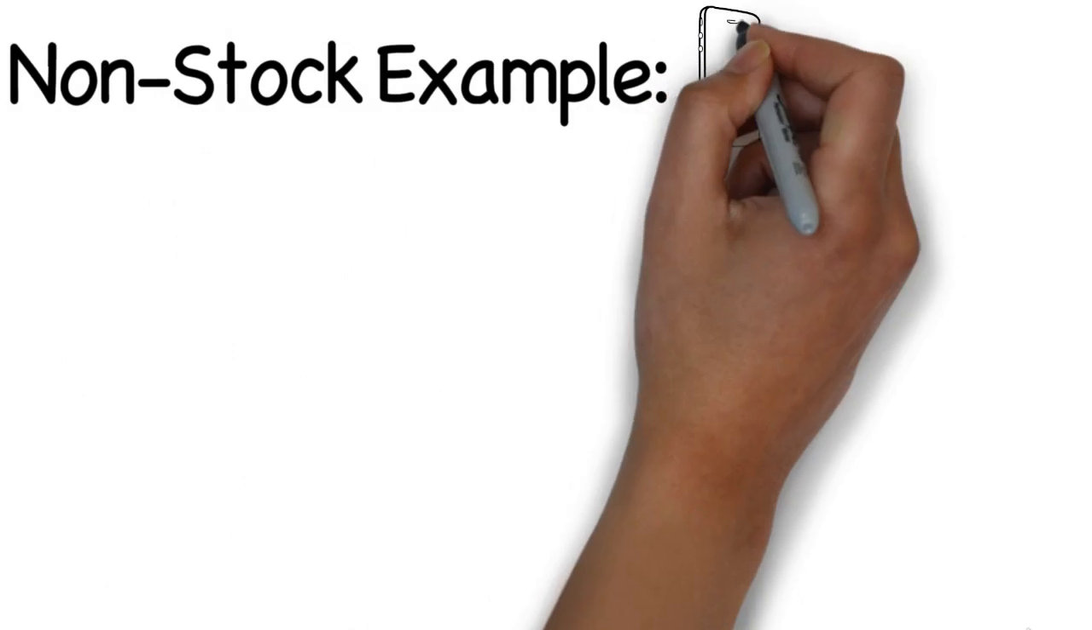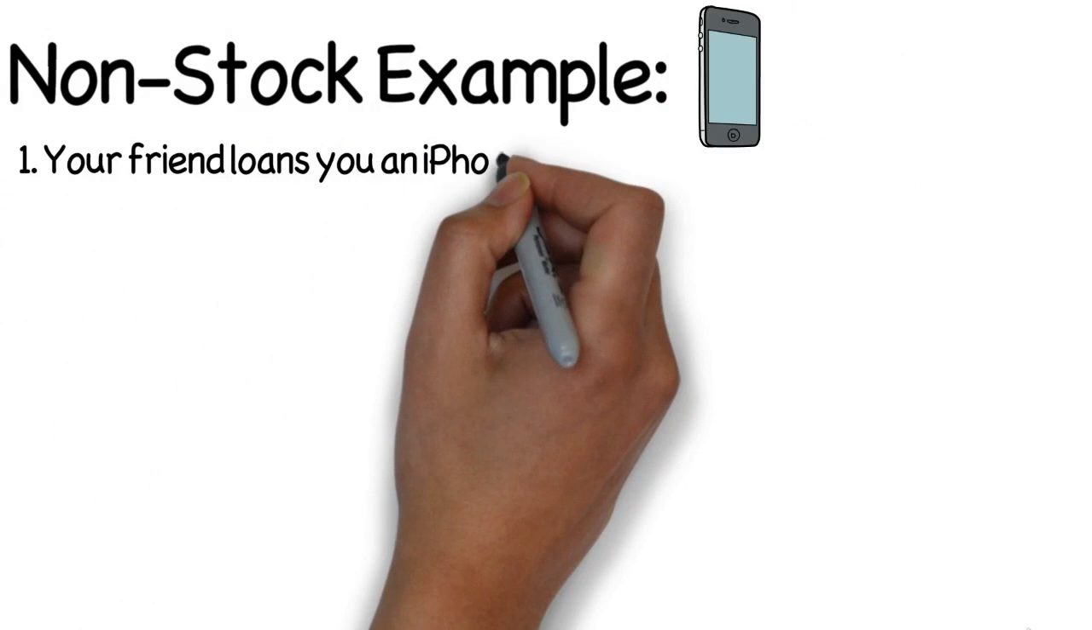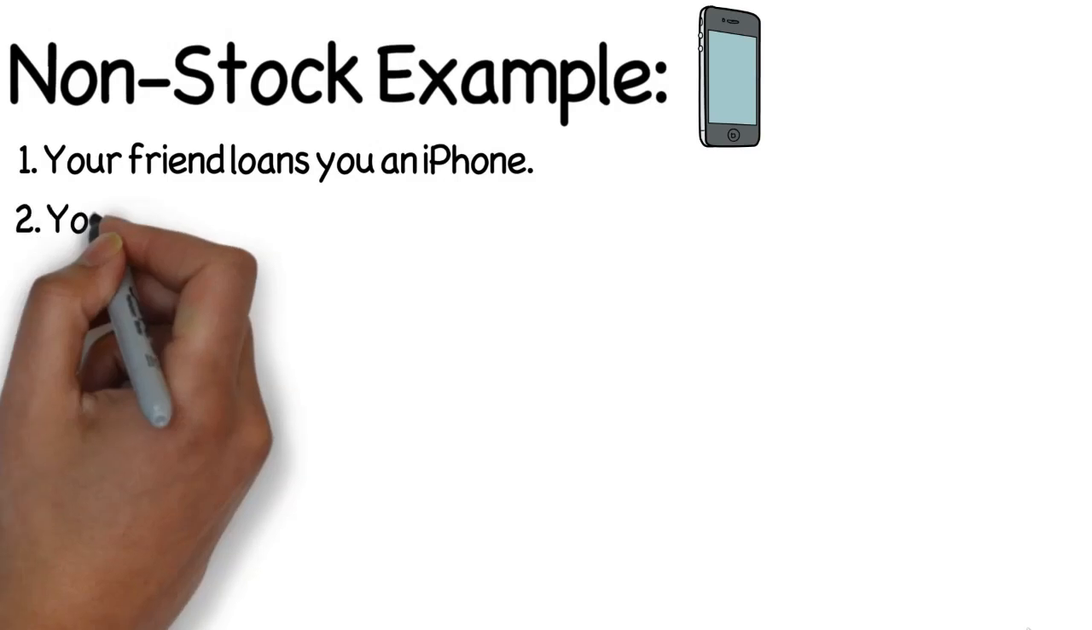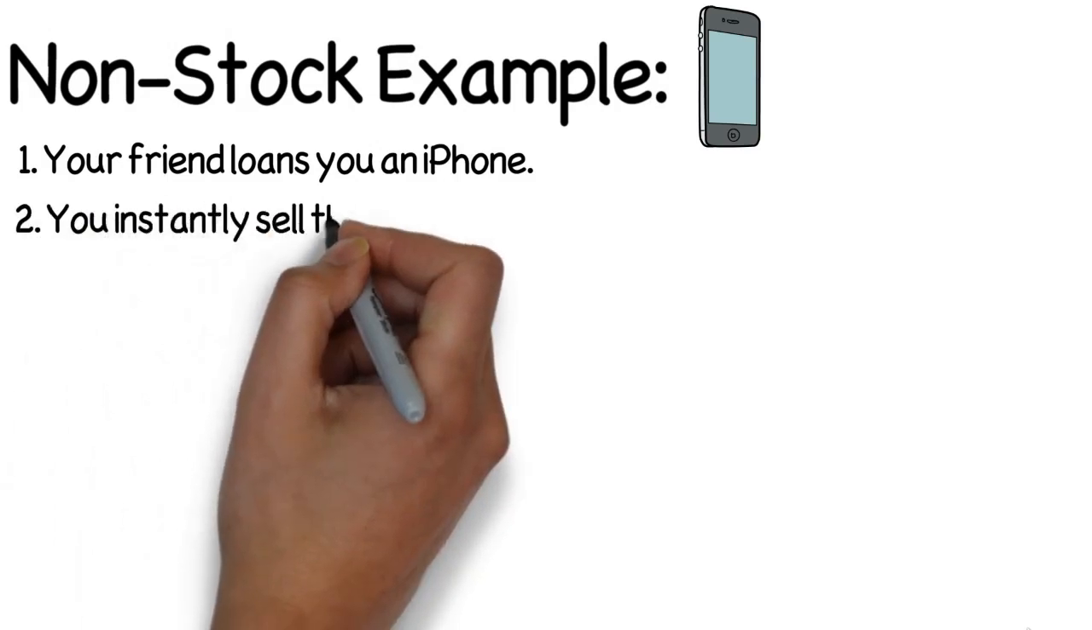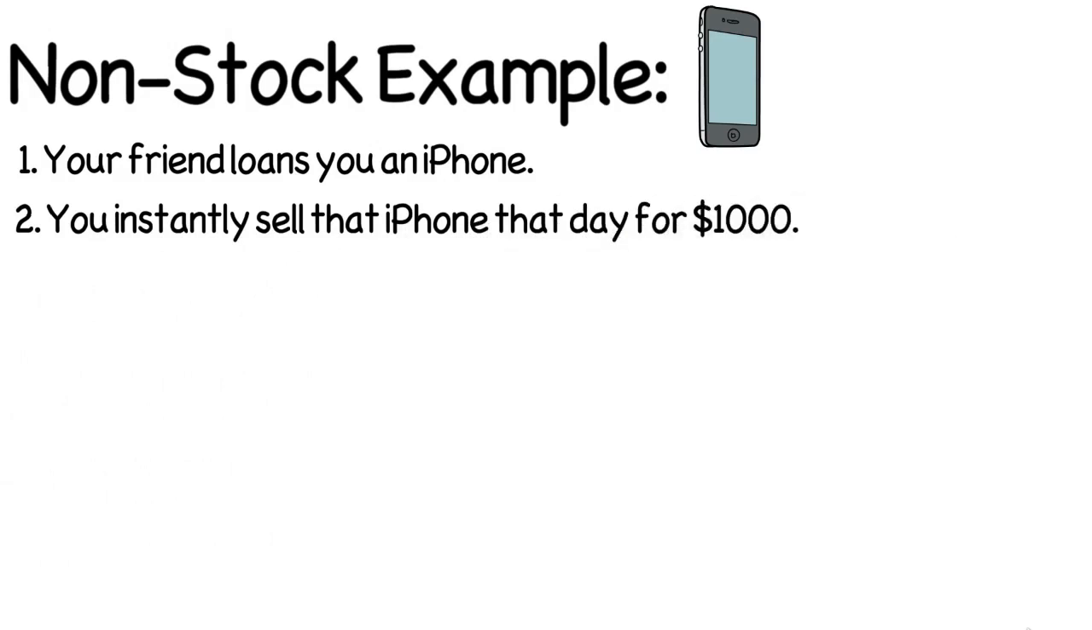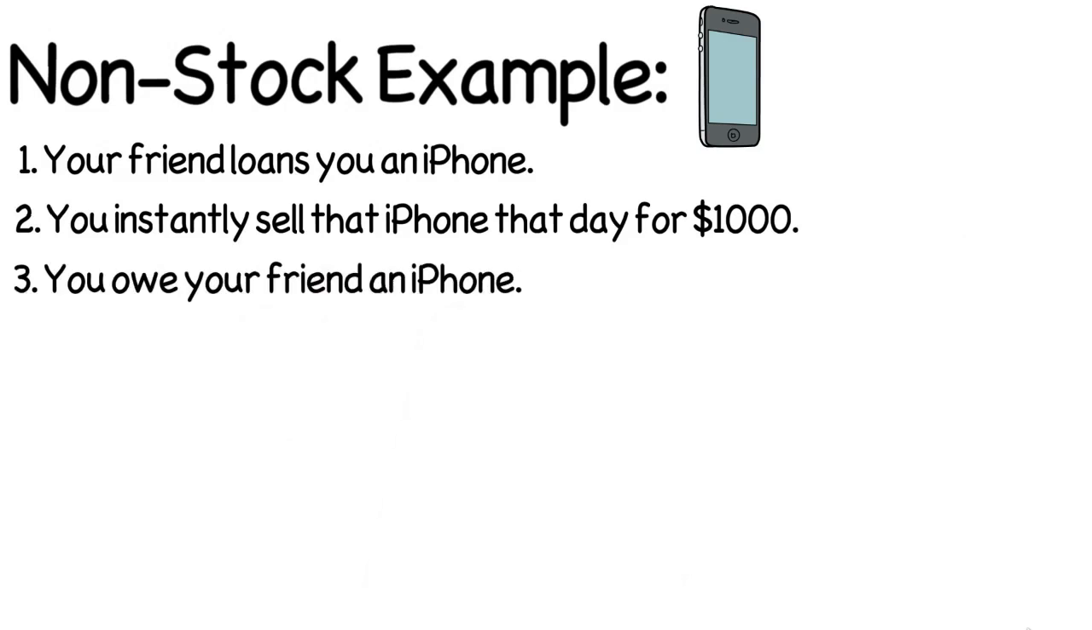So let's just take an iPhone, for example. Let's say your friend loans you an iPhone and he tells you, look, give me back an iPhone a week later. All right? Simple. He gives you an iPhone. You got to give him back another iPhone a week later. So you instantly sell that iPhone that same day that he let you borrow it. The same exact day that he let you hold it, you go and sell it right away. Now you collect $1,000 that day. So you got $1,000 in your pocket. Now remember, you owe your friend an iPhone.